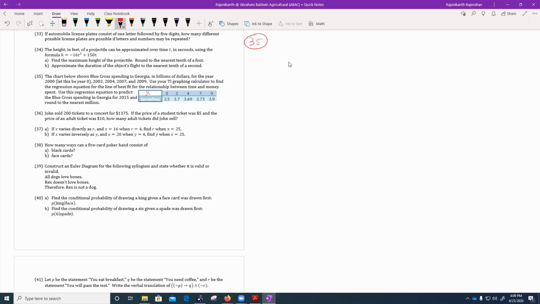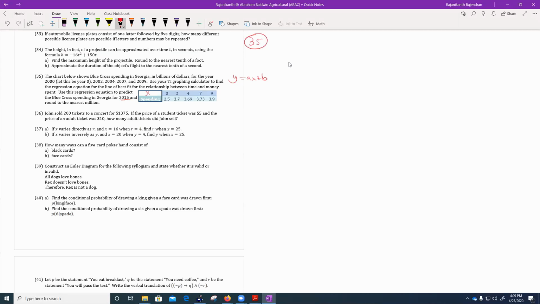So the question is now you need to find the best fitting line. Remember the formula: the best fitting line is given by y equals ax plus b. Now use this regression equation to predict the Blue Cross spending in Georgia for 2015. First of all, we will figure out the best fit line. Then after that, we will estimate the spending.